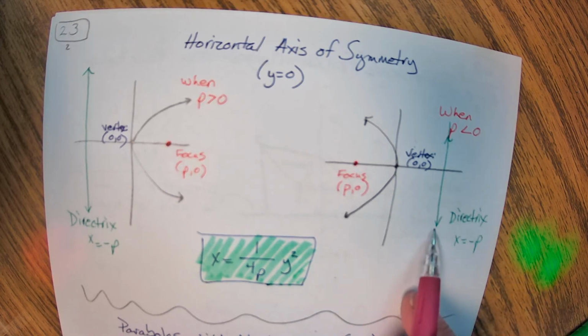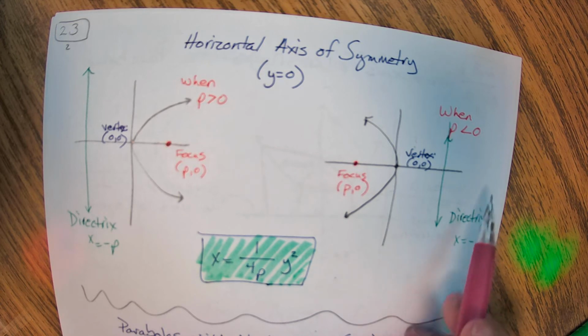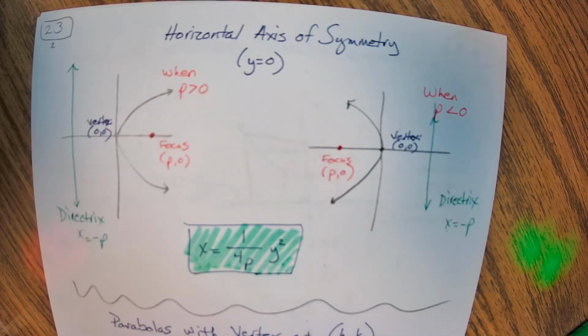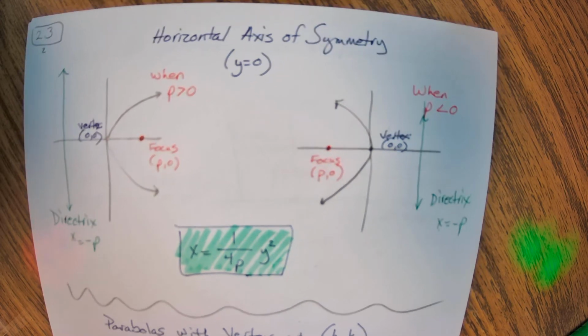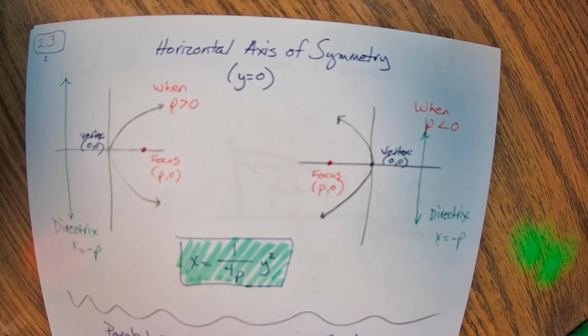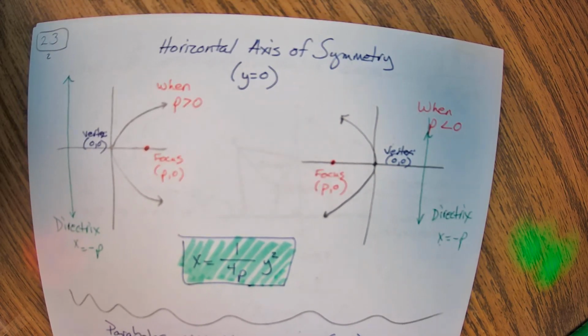Notice that the directrix before, when it was up or down, the equation of the line was y equals. The directrix on these is going to be x equals, which makes perfect sense because the directrix is a vertical line. All right. Well, what happens when the vertex is not at the origin?